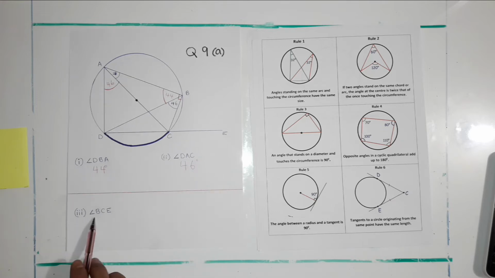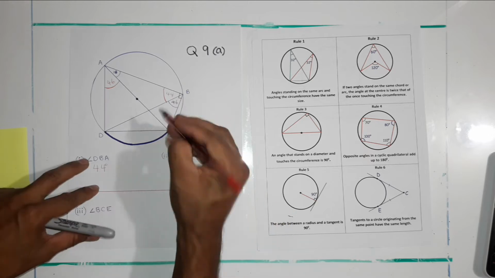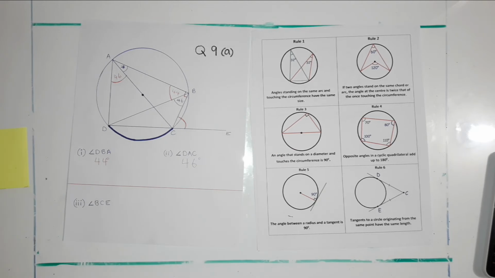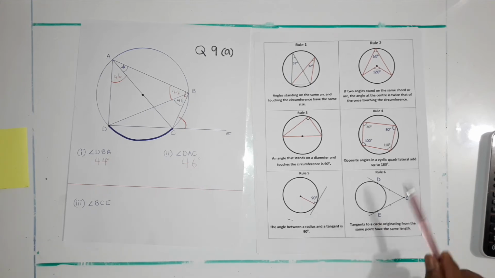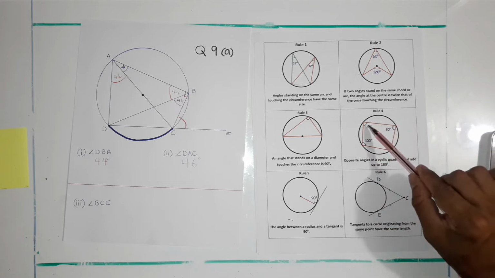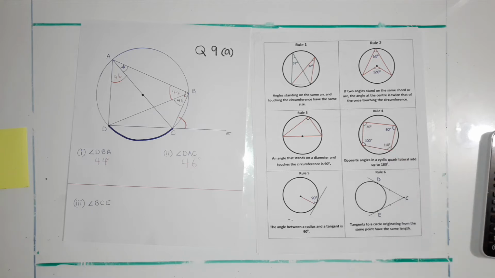And the next one is BCE. B to C to E. Well, that's this guy here. All right, let's see if we can get this out. Now, I believe the answer for this one is 74. Let's see how we get to 74. Look at rule number 4 here. Here we have a cyclic quadrilateral. What they are trying to say is that the opposite angles in a cyclic quadrilateral always add up to 180.